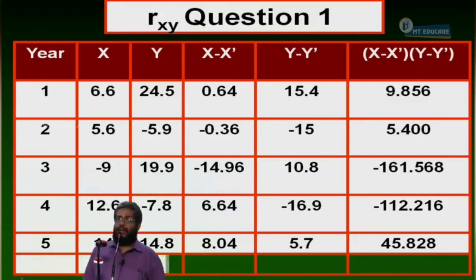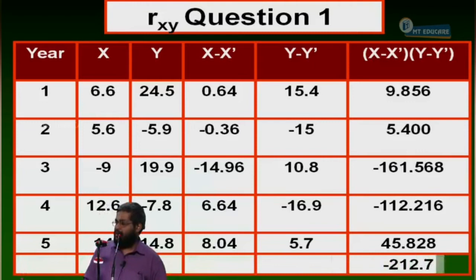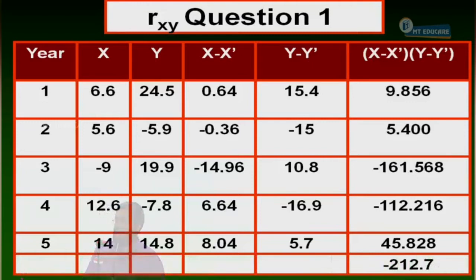If I total, tell me what total number I am going to get? The sign is important. Minus 212.7. I want you to answer what is this minus 212.7? Sigma X minus X bar into Y minus Y bar. Respond yes or no, right? Next, continue.